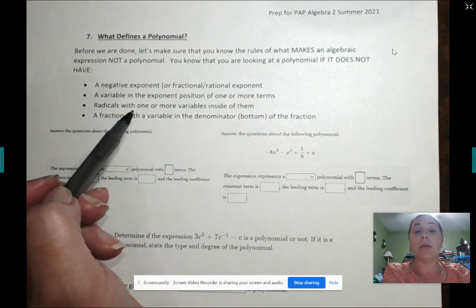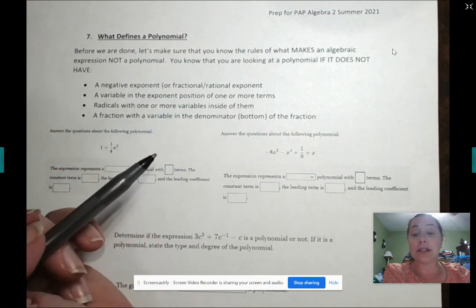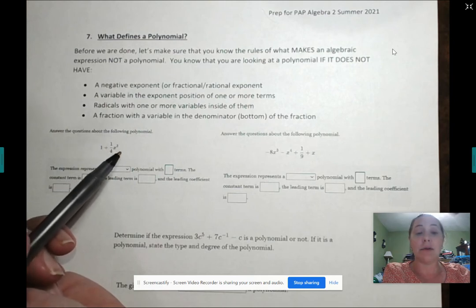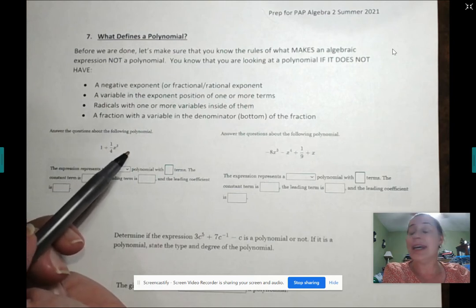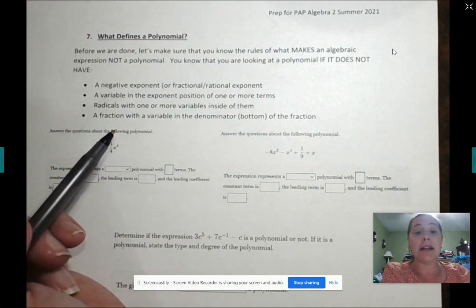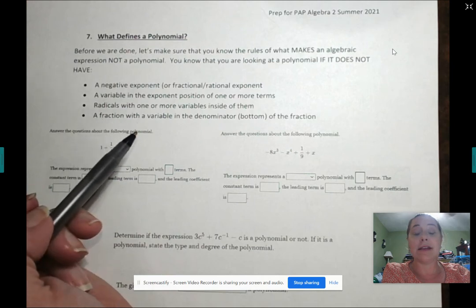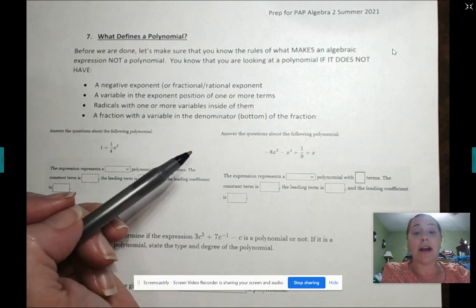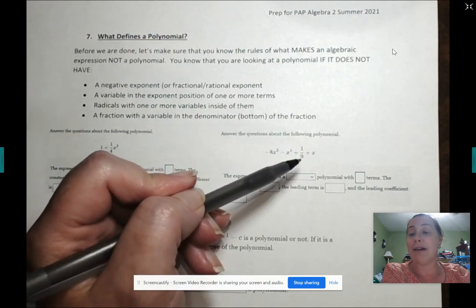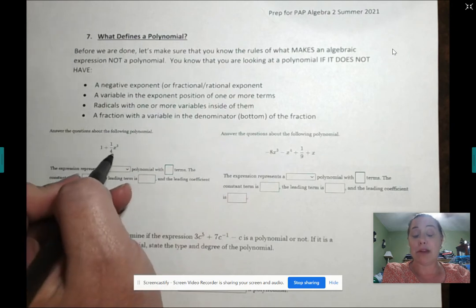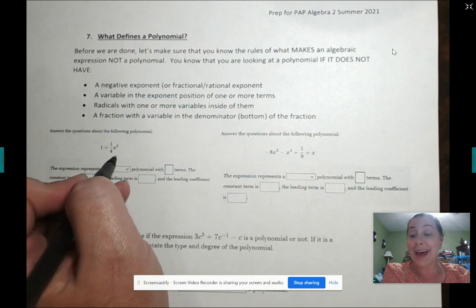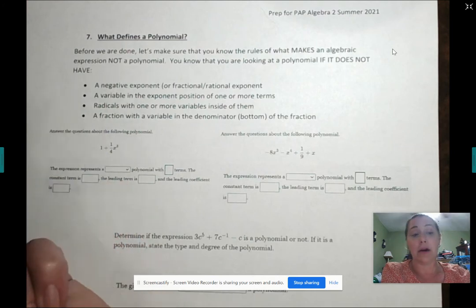A radical with a variable inside. You can have a square root as a coefficient or as a constant, but you cannot have x, or whatever letter is your input variable, inside of a square root or any other type of radical. And the last thing that you can't have is a fraction with a variable in the denominator. 1/9 is fine. That does not have a variable in the denominator. Same with this. Those are okay. But if you had 1 over x or 1 over 4x, that would not be a polynomial.